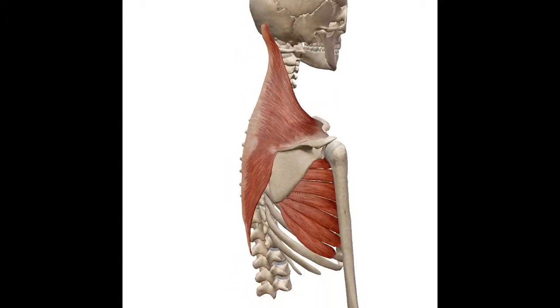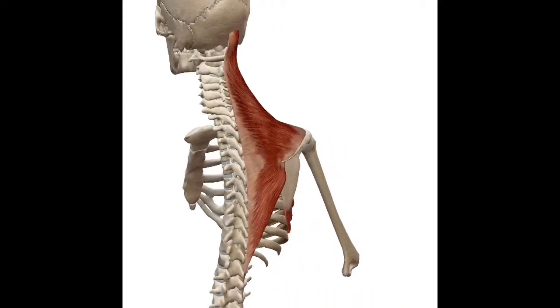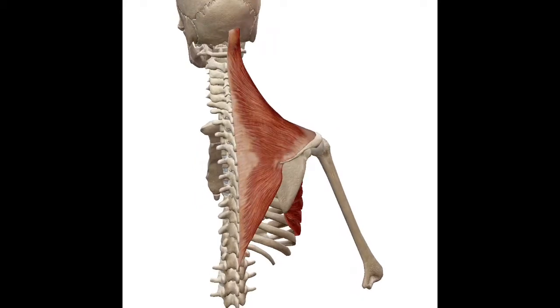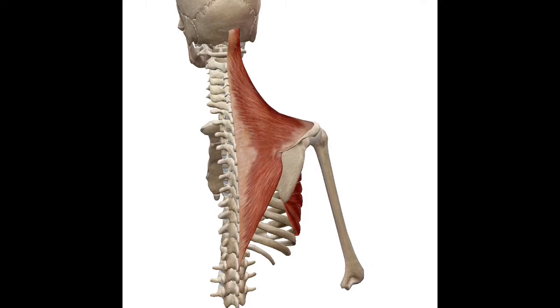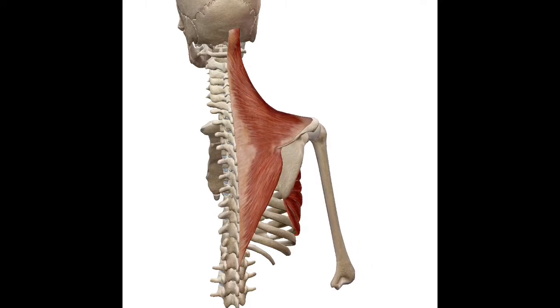You can see here that the trapezius also plays a role in scapular depression, pulling the scapula down. So if you have weakness in the lower trap, oftentimes this is going to cause your shoulders to elevate and be stuck in kind of a shrugged position. And so what you need to focus on is strengthening the lower trap in order to balance things out.